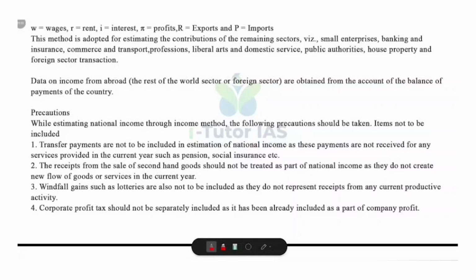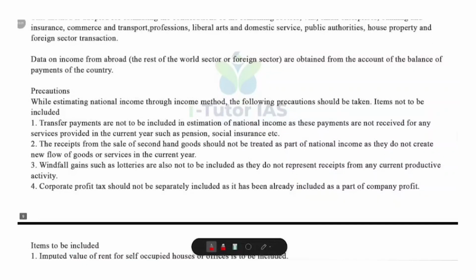There are some things that are not included in calculating national income by the income method. What are they? First one is transfer payments. These are one-way transactions, or payments where no goods or services are produced in return. Some examples are pensions, social security, unemployment benefits. All these are examples of transfer payments. So they are not included.